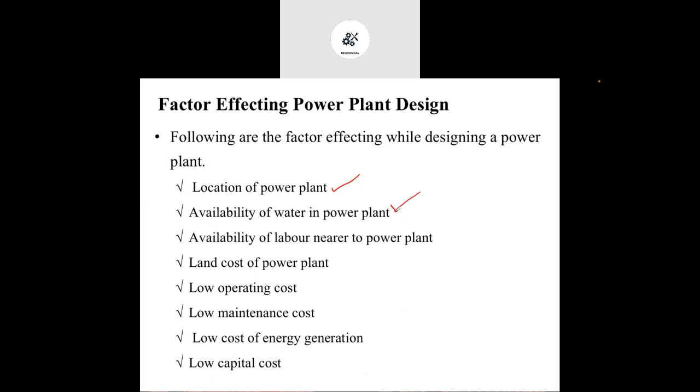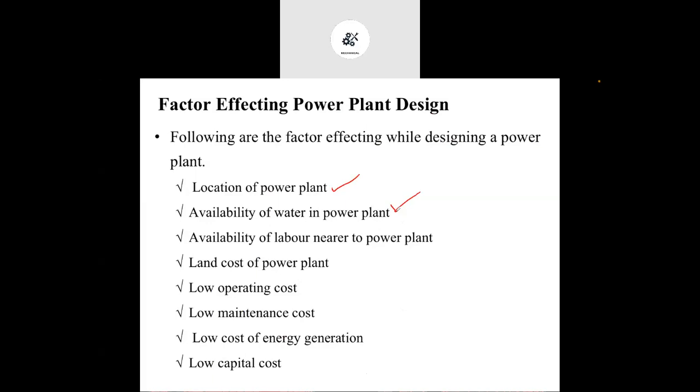Then there is the availability of water at the power plant. As we know, in a hydraulic power plant the water is itself the working fluid, so in that case we require a large amount of water. Then in the case of a thermal power plant, we also require water, because the working fluid is steam, or indirectly, water. So in that case also we require a large amount of water.